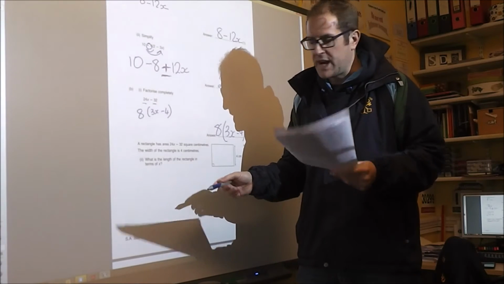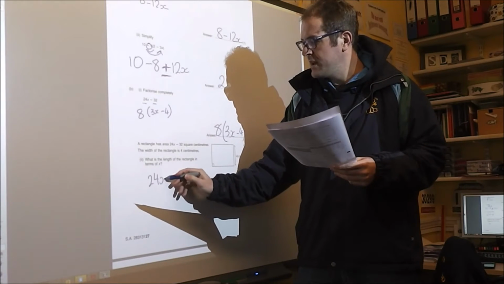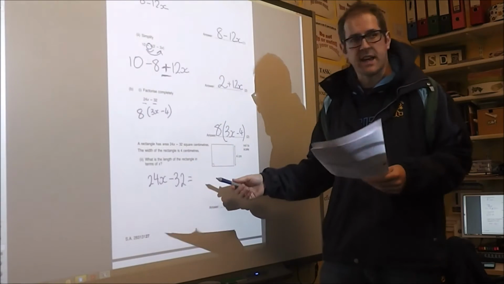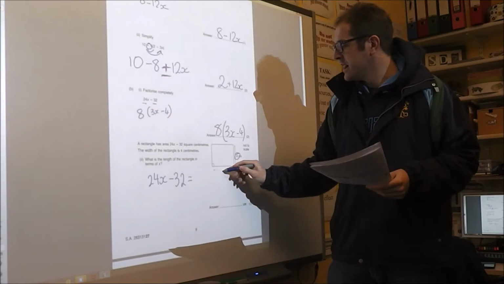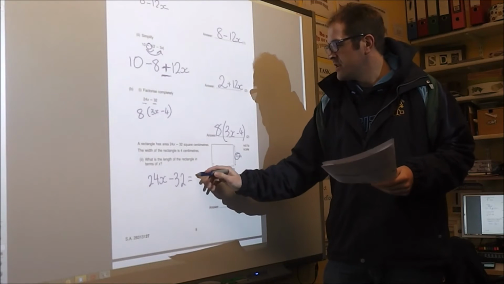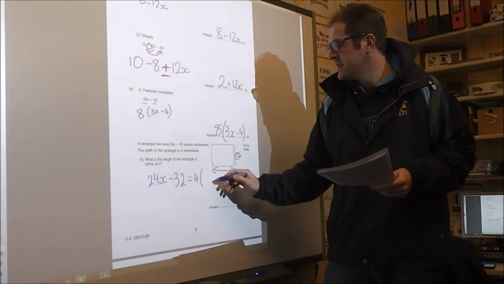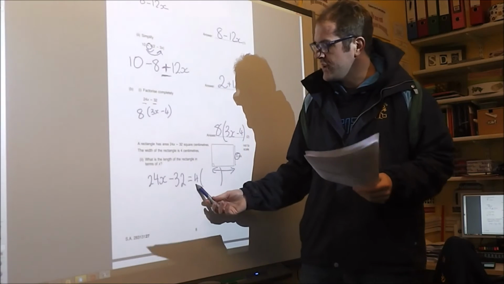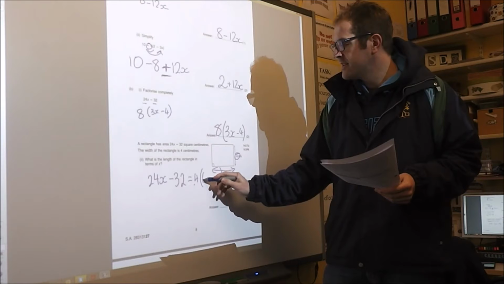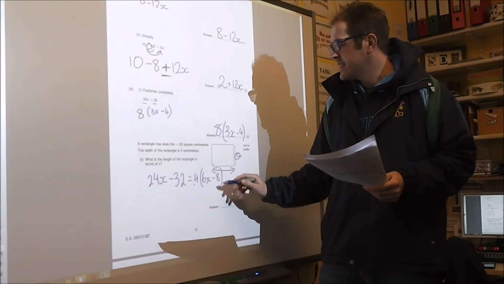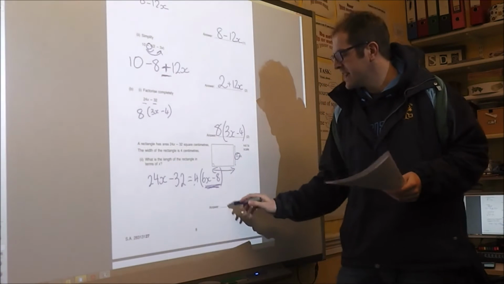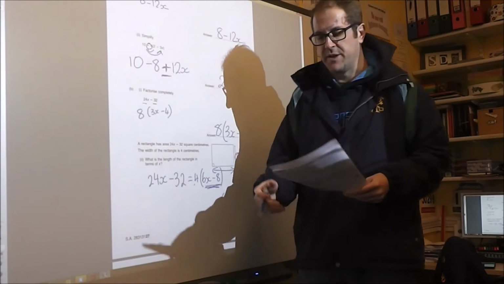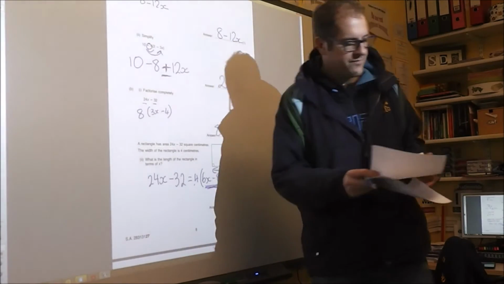In the final part, the rectangle is an area of 24x minus 32. And the area of the rectangle is height times width. So that's 4 times something. So if you think about factorising this using 4, you would be left with 6x minus 8. So the width of your rectangle is 6x minus 8. There's a bit of factorising there.